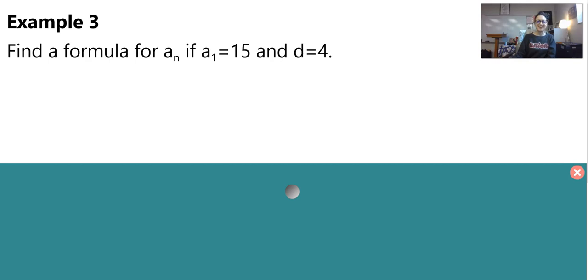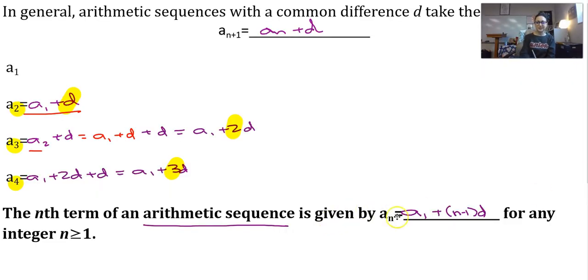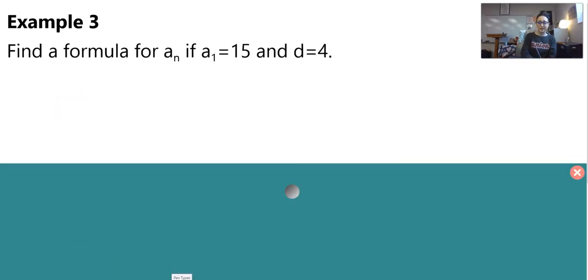First pause on the screen, can you go ahead and copy example 3 for me? All right, so it says find a formula for a sub n. If a sub 1 is 15 and d is 4, and them giving us a d value is our indicator that this is indeed an arithmetic sequence. Remember our formula from the previous screen, that if I want a general formula, I'm going to take the first term plus d and n minus 1 times. And so I think we have everything we need already because we have the first term and we have d. So we're just going to plug straight into that formula.